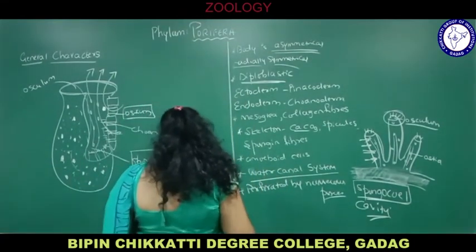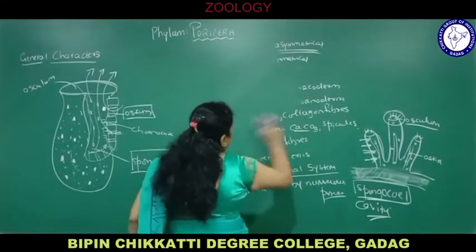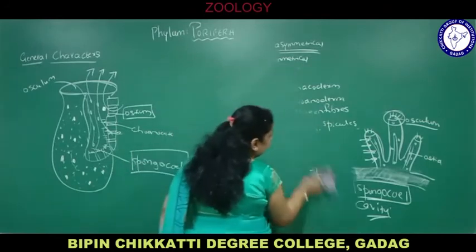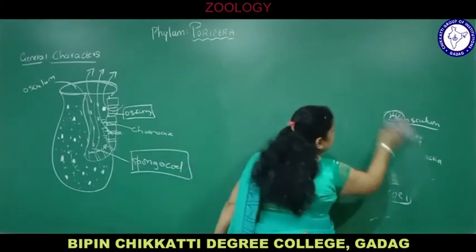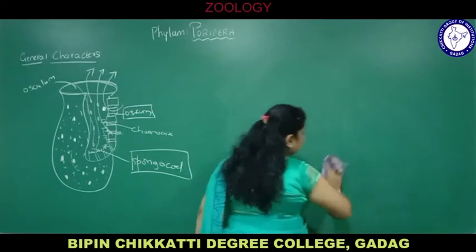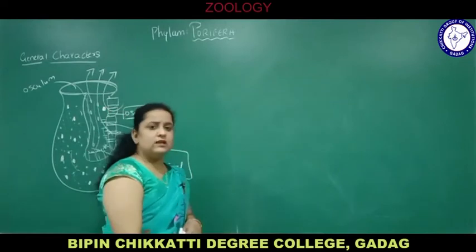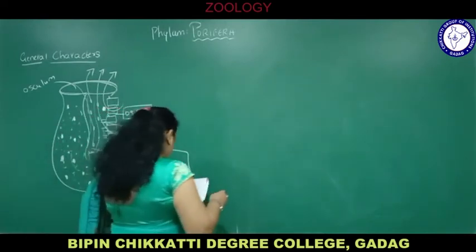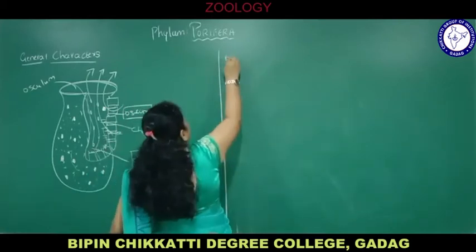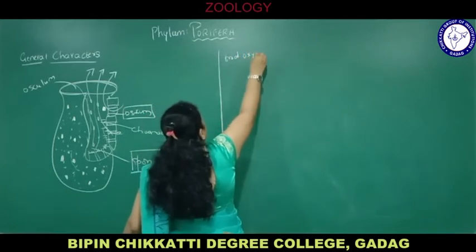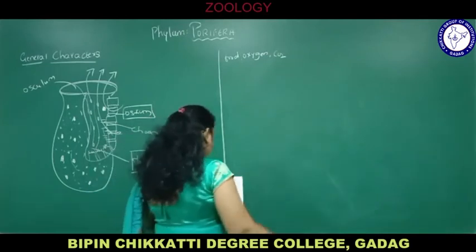Next character is, what about the food? The sponges obtain food, oxygen and remove the waste material through this cavity called spongocoel. From spongocoel only this functioning takes place, because they do not have any specific organs for performing different functions, as they are only at the cellular level. Their body is made up of only cells. So sponges obtain food, oxygen and give out carbon dioxide, excretory substances.